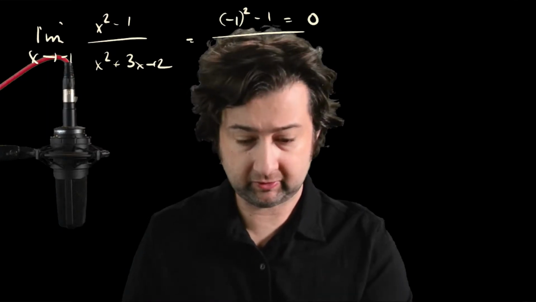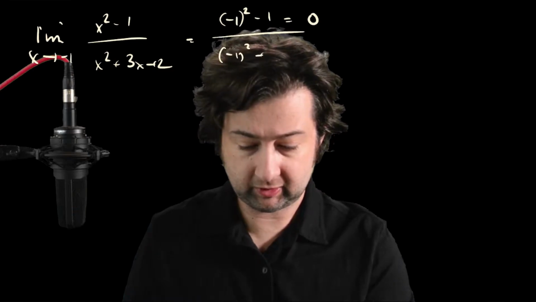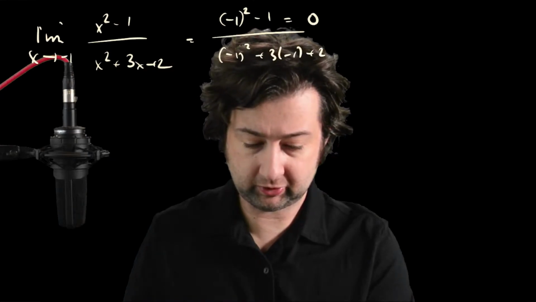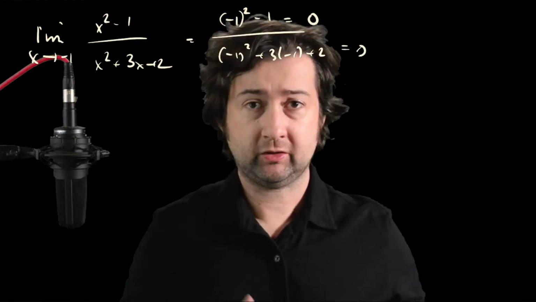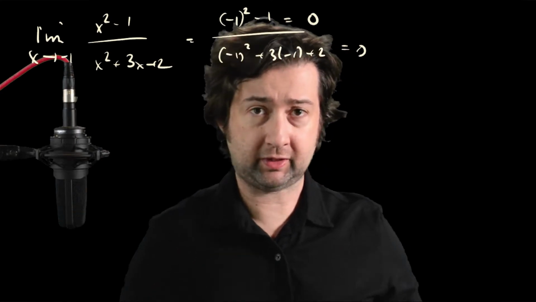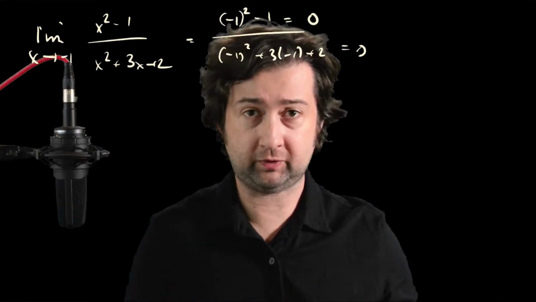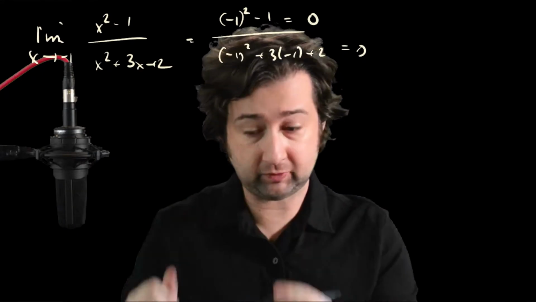Now, if you try to just plug a number into this function, you're going to end up with something kind of weird, because the top turns into minus 1 squared minus 1, which is 0, and the bottom turns into minus 1 squared plus 3 times minus 1 plus 2, which is also 0. So what you would have learned when you saw this for the first time is that if you have rational functions, like this one right here is a rational function.